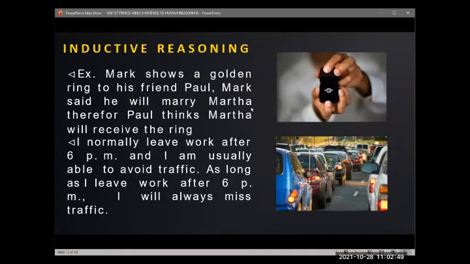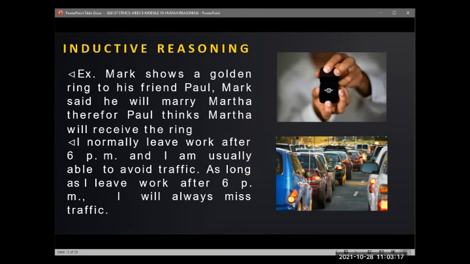Let me give you an example of inductive reasoning. Mark shows a golden ring to his friend Paul. Mark said he will marry Martha. Therefore, Paul thinks Martha will receive the ring. The second example: I normally leave work after 6 p.m. and I am usually able to avoid traffic. As long as I leave work after 6 p.m., I will always miss the traffic.